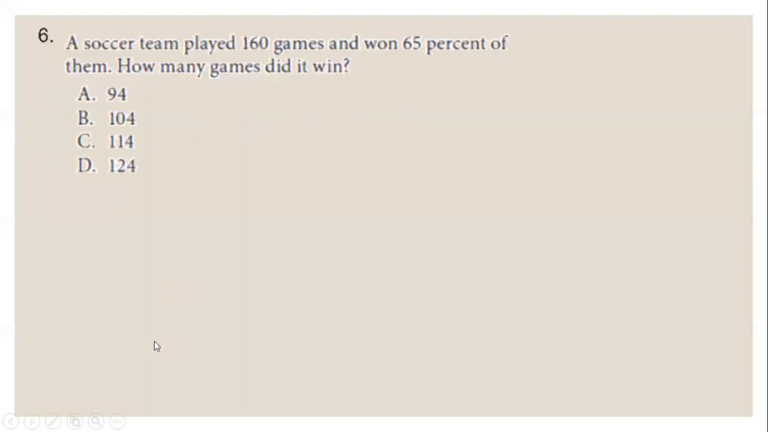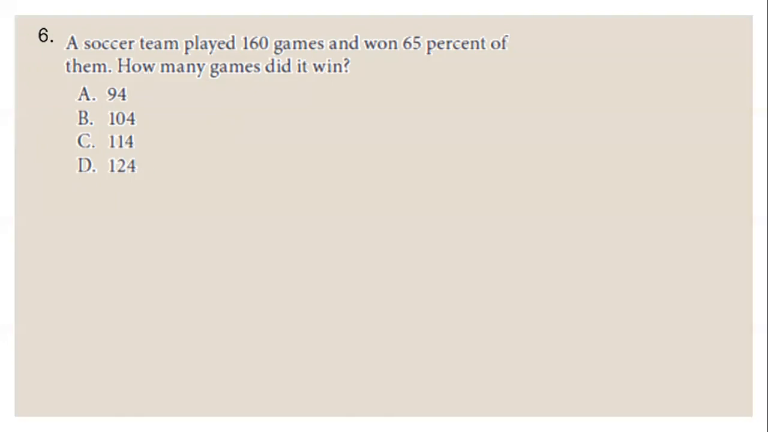All right, here we go. A soccer team played 160 games and won 65% of them. How many games did it win? Okay. All right, so we have 160 games. Again, there's 2 ways of solving this. Way number 1 is multiplying by a decimal. Way number 2 is through set up a proportion and cross multiplying and dividing. We're going to model both ways, and then you get to choose whichever one you like.